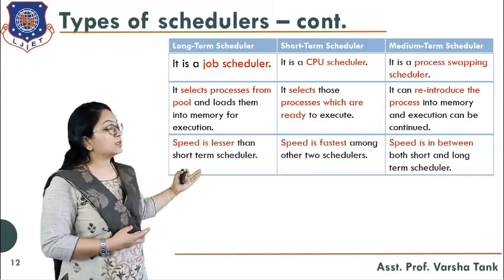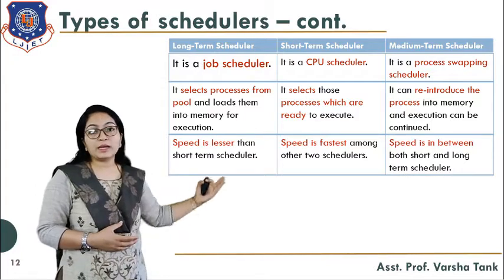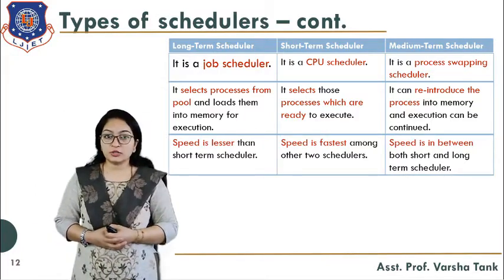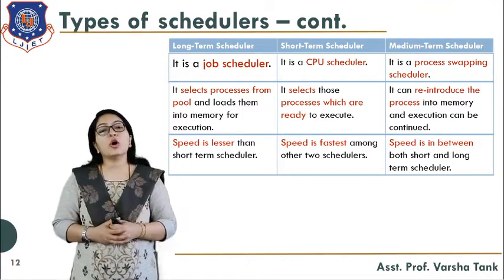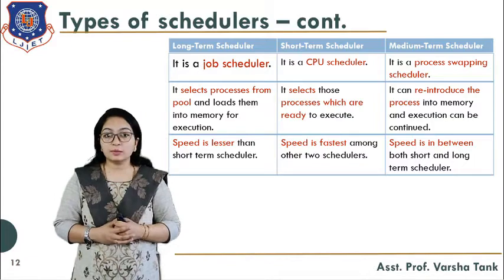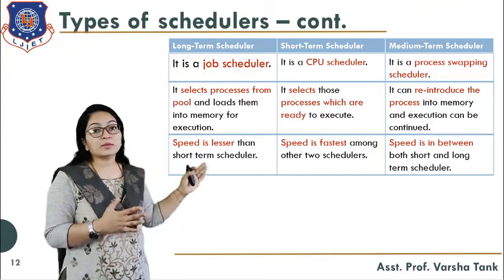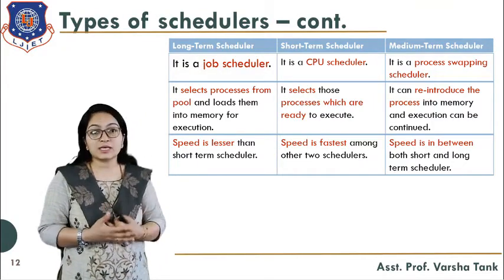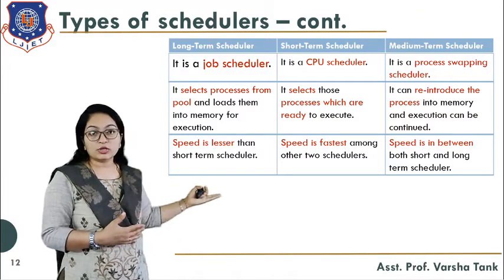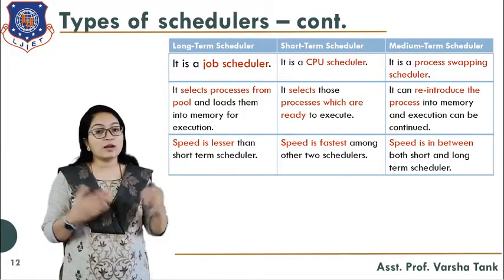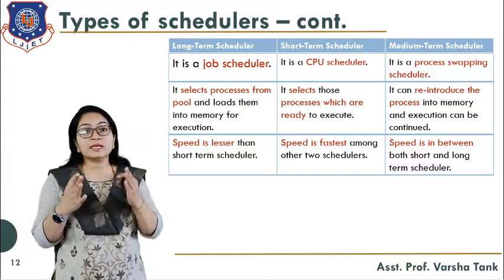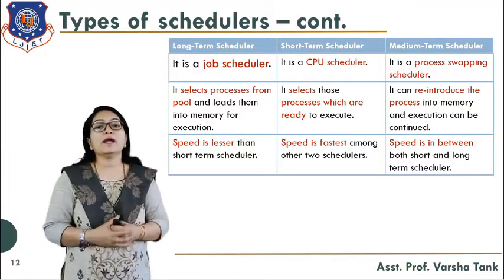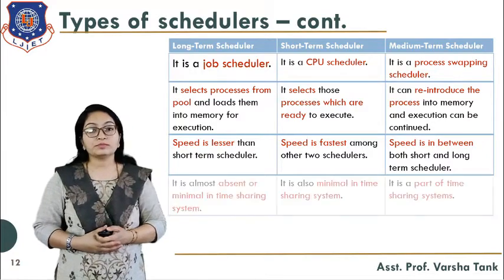Now, for the speed, the long-term scheduler's speed is lesser than the short-term scheduler. And the short-term scheduler's speed is faster among all the schedulers because it deals with the CPU. Because it selects the process when its time slice expires, it is a short-term scheduler. That's why its speed is faster among all the schedulers. Now, for the medium-term scheduler, speed is in between the short-term scheduler and the long-term scheduler.